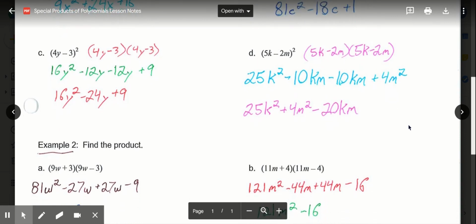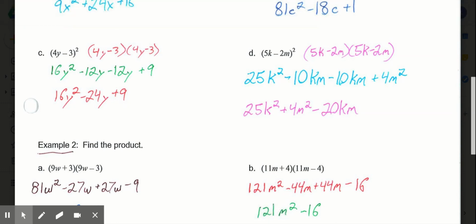So with C and D, again, both perfect square trinomials. So in C and D, you'll see the FOIL methods in the middle, but if I was to apply my rule, I'd have a squared, so 4y times 4y, 16y squared, minus 2 times a times b, so 2 times 4 times a negative 3, and then our y, minus 24y, and then plus b squared, negative 3 times negative 3 is a positive 9.